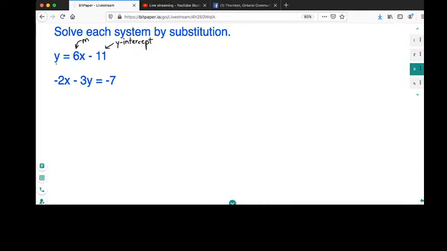Okay? So what we're going to do is actually very simple, but it involves a little bit of finessing. So I'm going to show you what I mean. What they mean by substitution is put everything in terms of one unknown variable. And so in this case, my first linear system, and we'll call this linear system number 1, is y equals 6x minus 11.